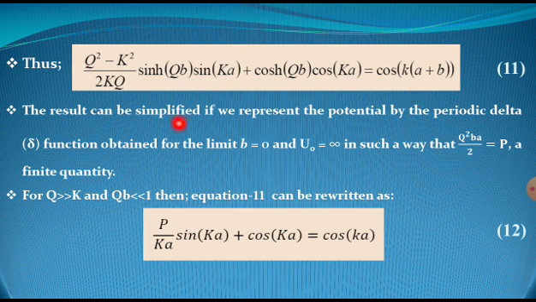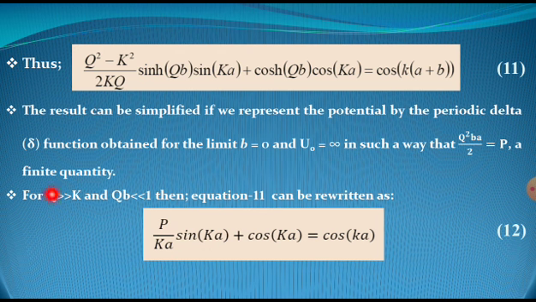The result can be simplified if we represent the potential by the periodic delta function, obtained in the limit b tends to 0 and u0 tends to infinity, in such a way that q square ba upon 2 is equal to P, where a is the finite quantity, the lattice constant, and we have already seen this in the figure number 1.